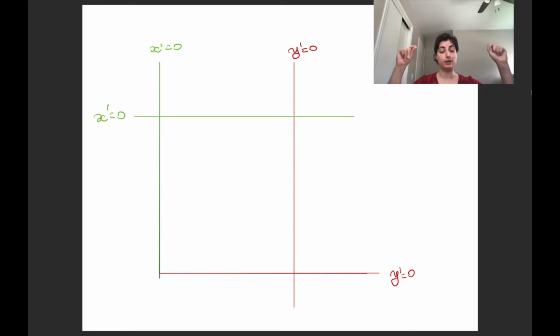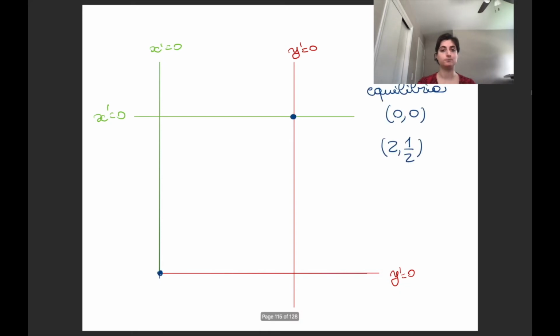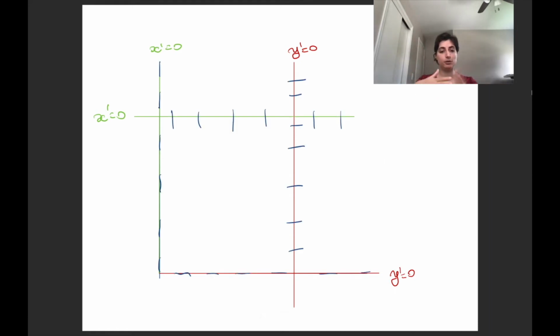On the green lines, x prime is equal to 0, so we're moving only vertically. On the red lines, y prime is equal to 0, so we're only moving horizontally. At the crossing between the red lines and the green lines, we find the equilibrium. We find an equilibrium at 0, 0, and an equilibrium at 2, 1/2. That means that if you start at 0, 0, nothing is going to grow. If you start at 2, 1/2, the equilibrium is going to be kept. And we have this horizontal behavior at the red lines, vertical behavior at the green lines.